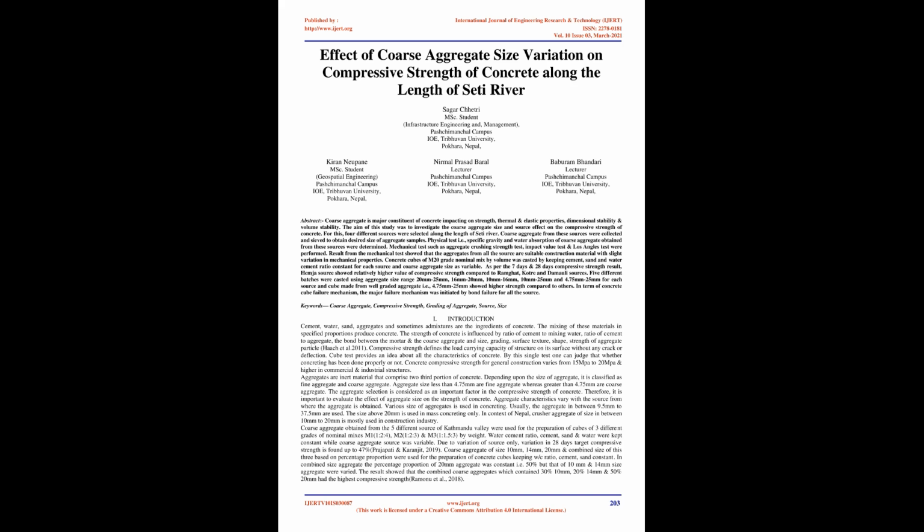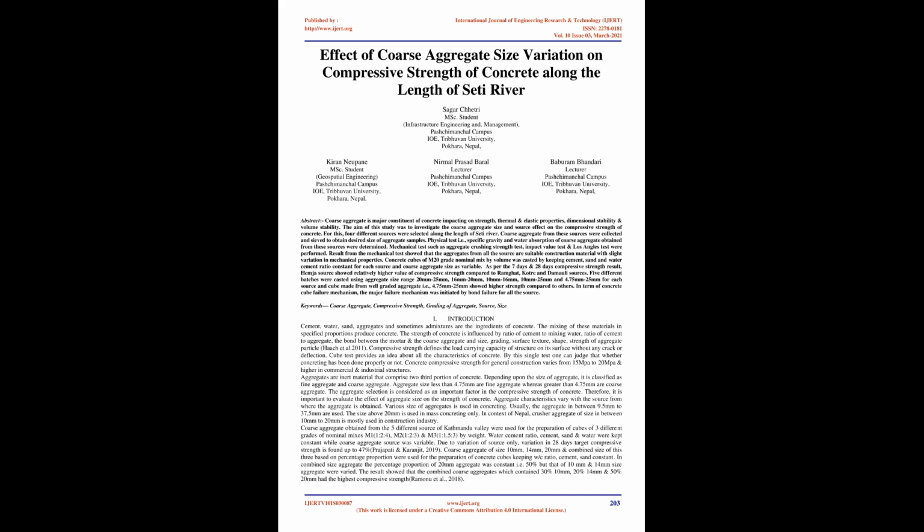The aim of this study was to investigate the coarse aggregate size and source effect on the compressive strength of concrete. For this, 4 different sources were selected along the length of Seti River. Coarse aggregate from these sources was collected and sieved to obtain desired sizes of aggregate samples. Physical tests, i.e., specific gravity and water absorption of coarse aggregate obtained from these sources, were determined.